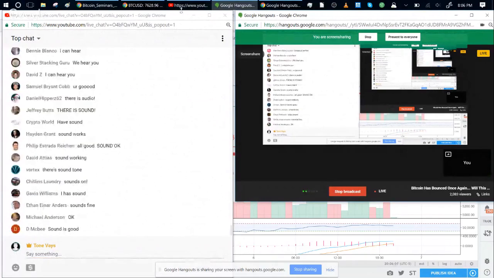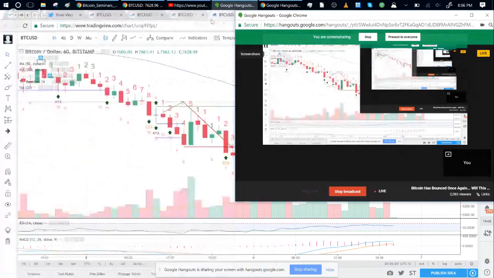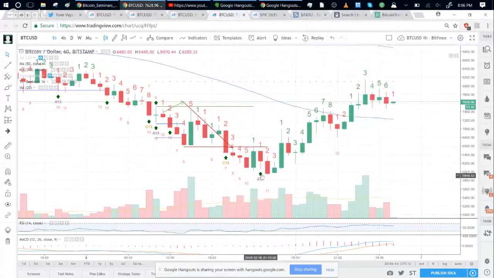All right. Let's minimize that. All right, so here's the hourly chart. Again, this is where some discretion comes in. Now, in my head, that's a 9, and I'll tell you why.